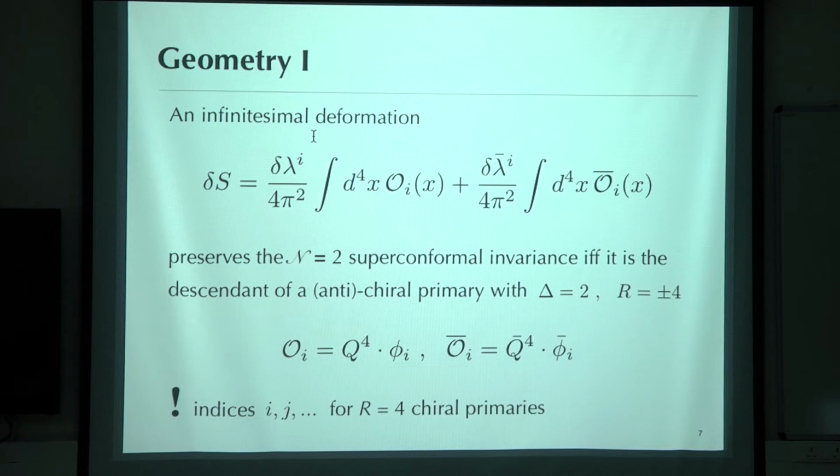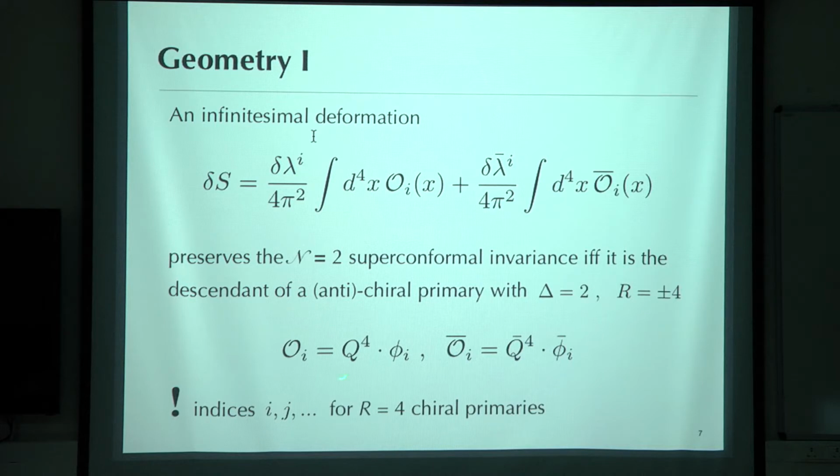Now, there are two geometrical properties that I want to summarize that will be quite helpful in thinking about this problem. First of all, I talked about exactly marginal deformations that preserve the N=2 supersymmetry. It turns out that the form of these deformations is quite restricted. It's essentially of F-term type. So the couplings naturally come in complex conjugate pairs. I will call them lambda^i and lambda-bar^i.